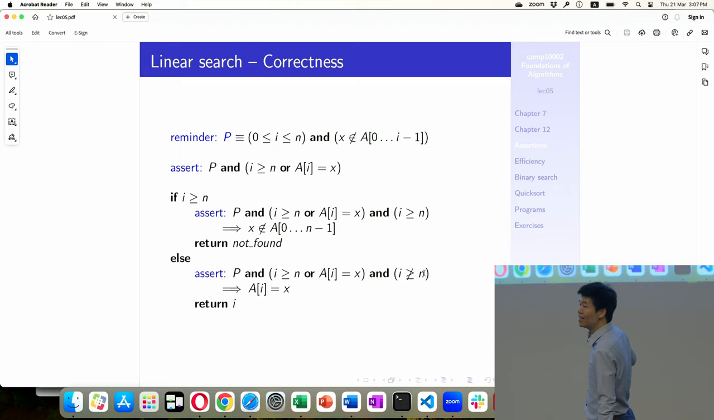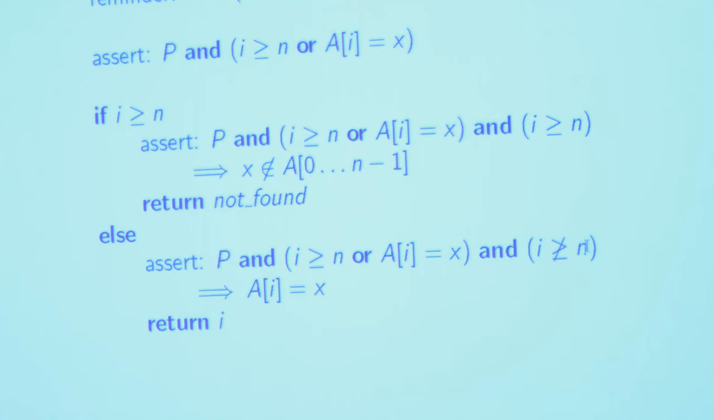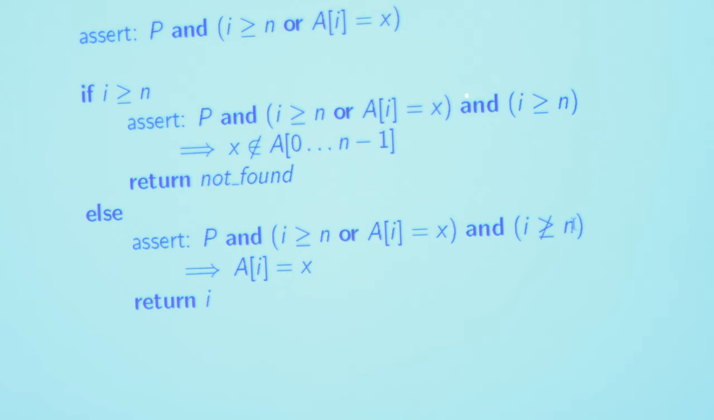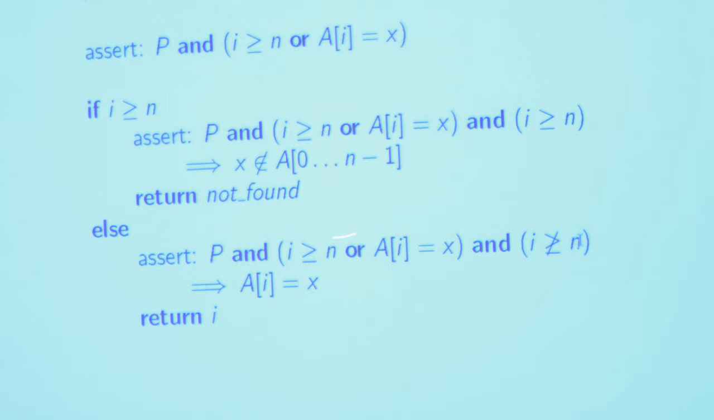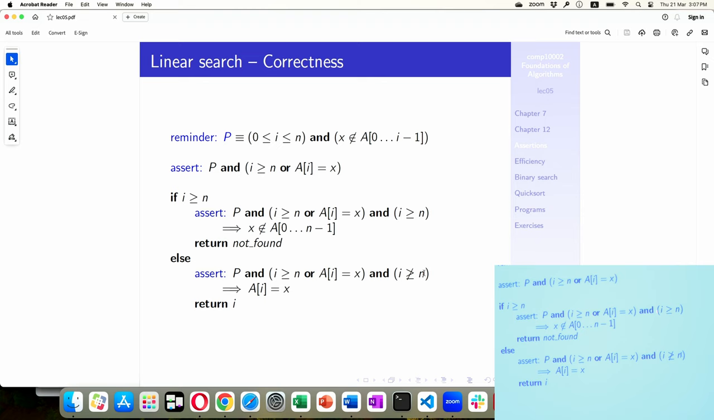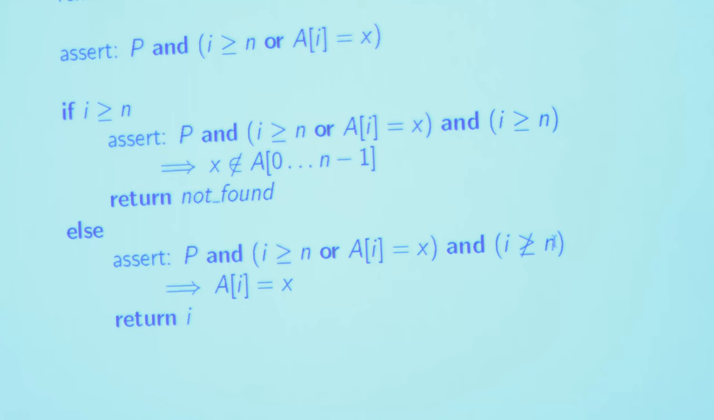Now, if you analyze the whole thing together, I is greater than or equal to n here, and I is also greater than or equal to n here. So this must be true, and this must be true. This is true, this is true. This is not necessarily true. So we know that x is not actually within here, so it's not found. Because you can see there's this P condition in here. The P condition says that I must be less than or equal to n, and this condition says I must be greater than or equal to n. So less than or equal to n, greater than or equal to n. If you combine them, what do you get?